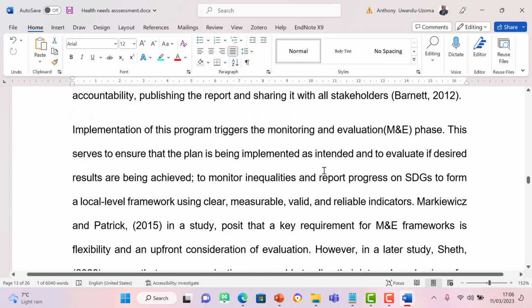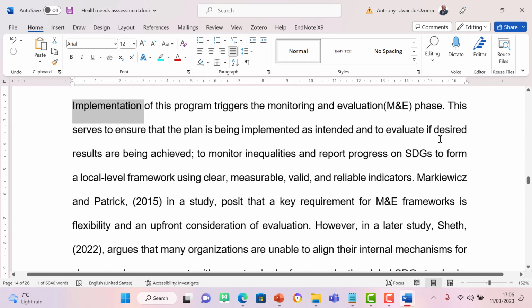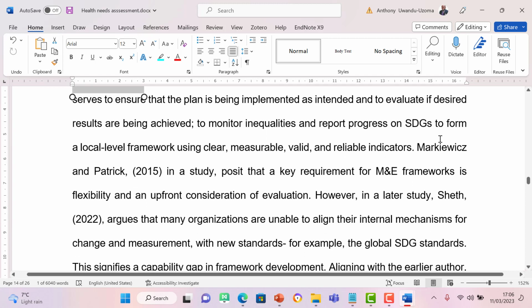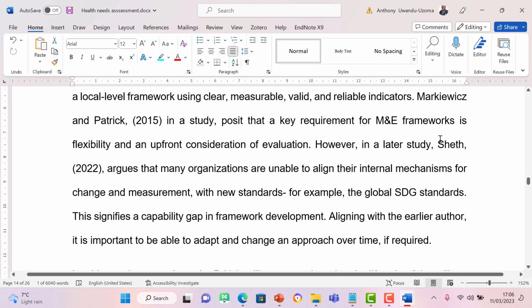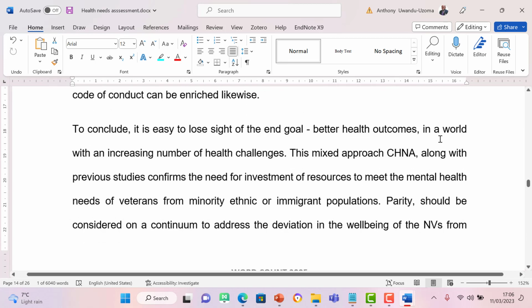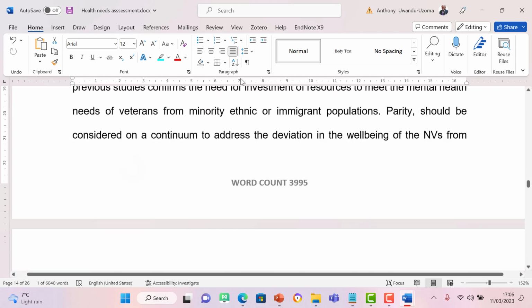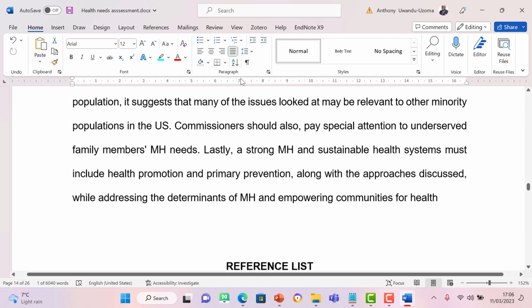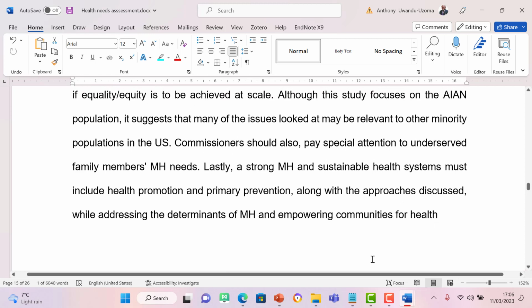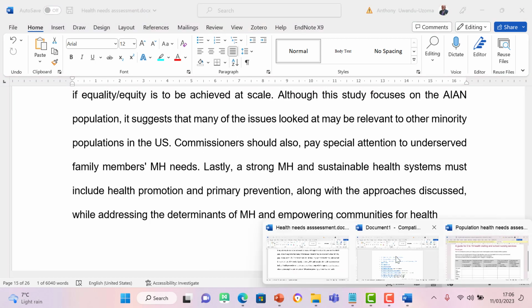And then the last stage is monitoring and evaluation. I've already described this in the video that I did before. So I think this essay is fairly good, and then this is the conclusion. With this we come to the end of this session.